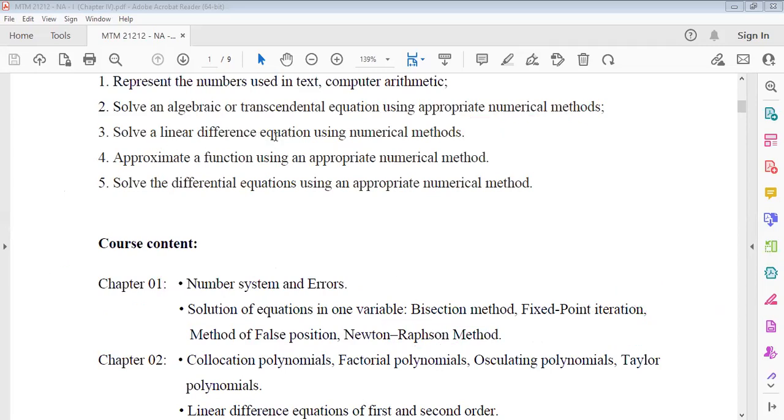Solve a linear difference equation using a numerical method. In this, I have also given you some references, as well as taught you the Newton forward as well as backward difference method, using the table formulas of forward and backward, how you can solve it. Okay, so we have done that. So that one comes here. Also in chapter 2, we have studied collocation polynomials, some of the polynomials: collocation, factorial polynomial, oscillating polynomial, and Taylor polynomial. Okay, so go through these one by one.